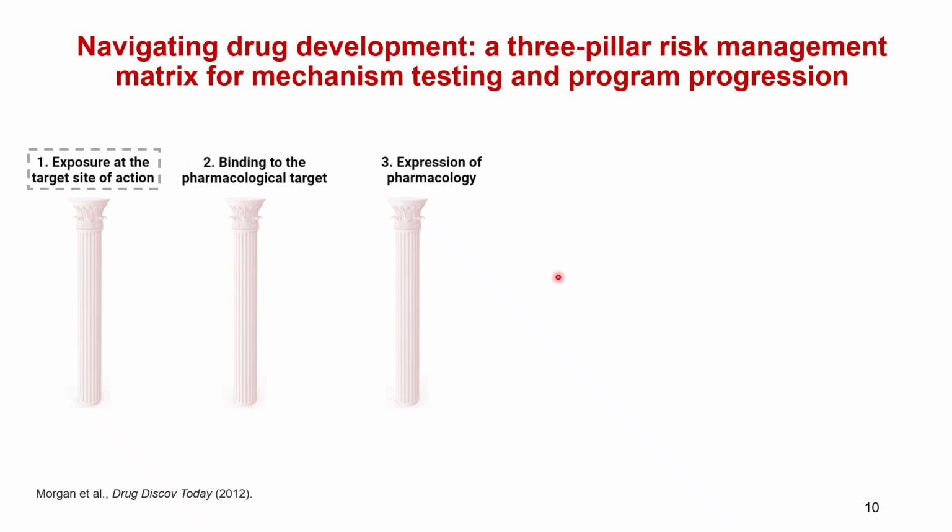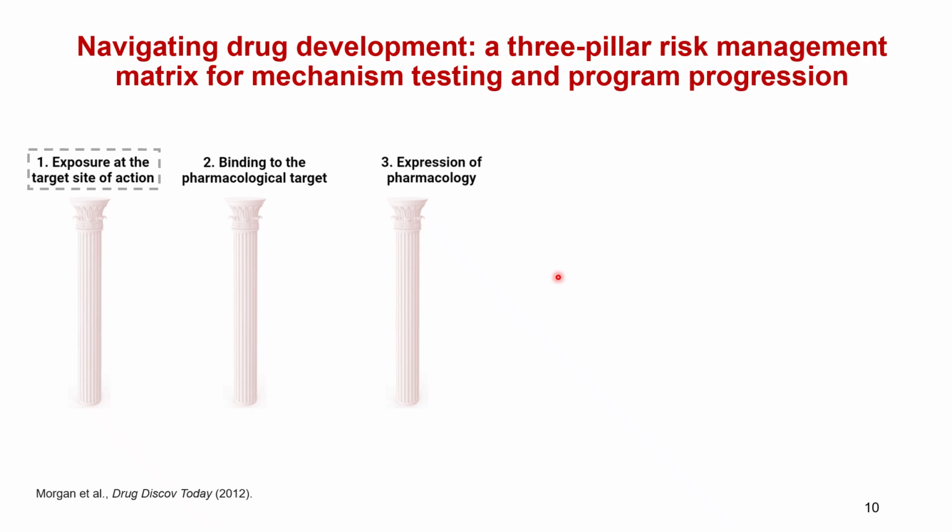risk management metrics for mechanism testing. One of the key pillars, the first pillar, involves the exposure at the target site of action, highlighting the importance of tissue drug concentrations. The other two pillars include binding to the pharmacological target and expression of pharmacology.